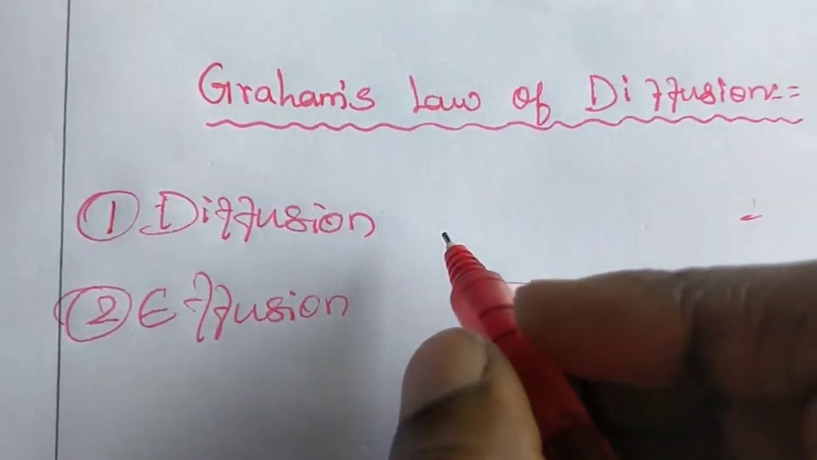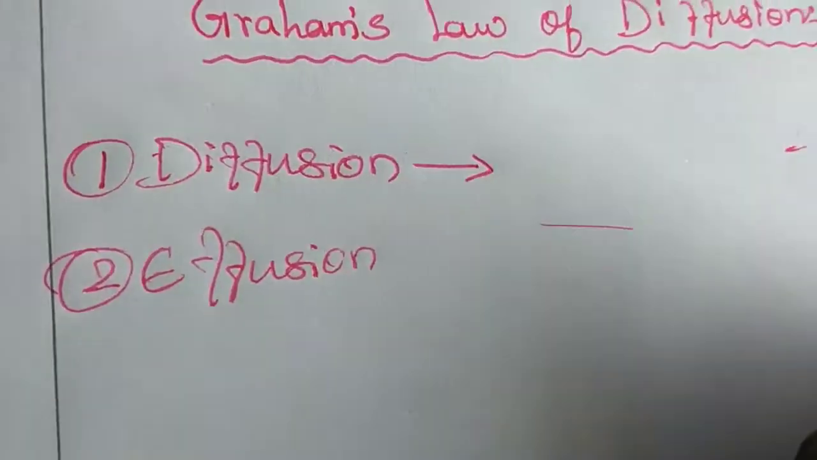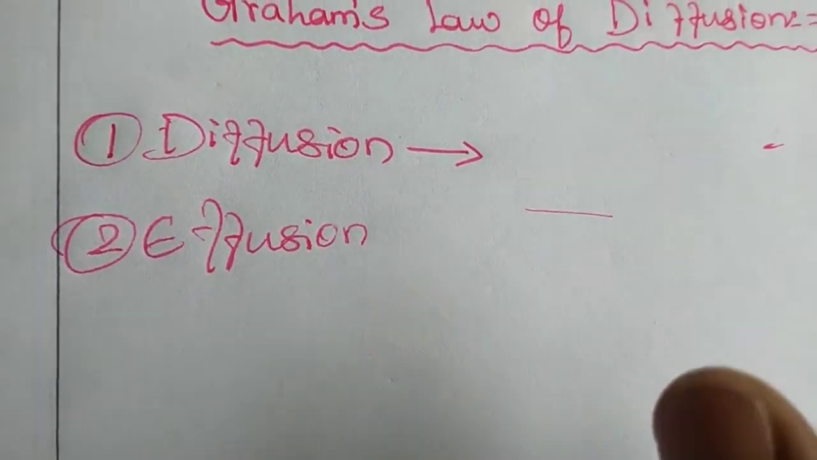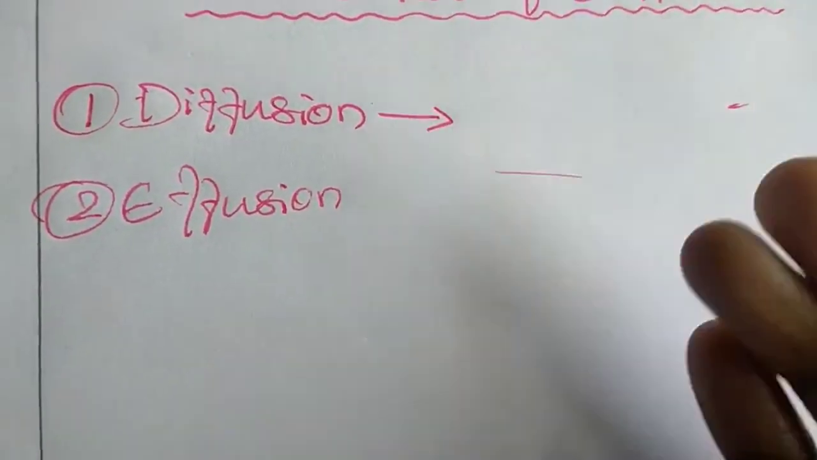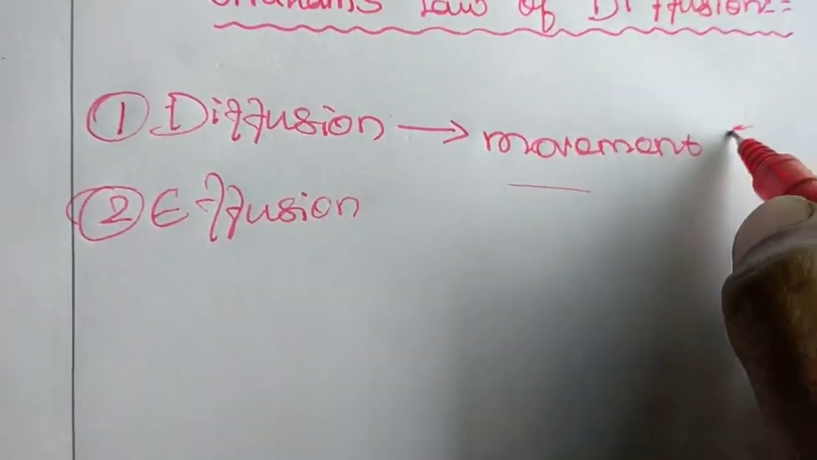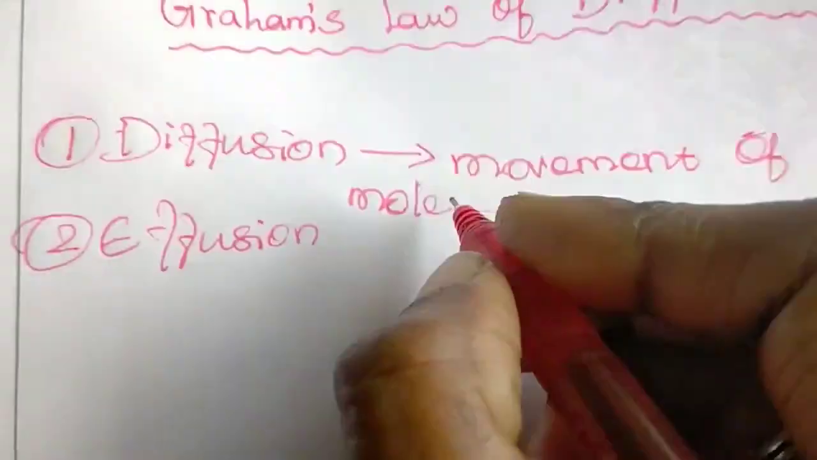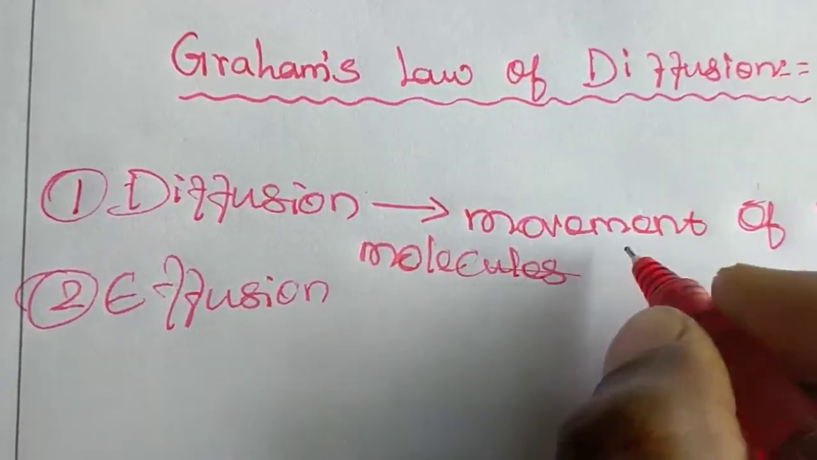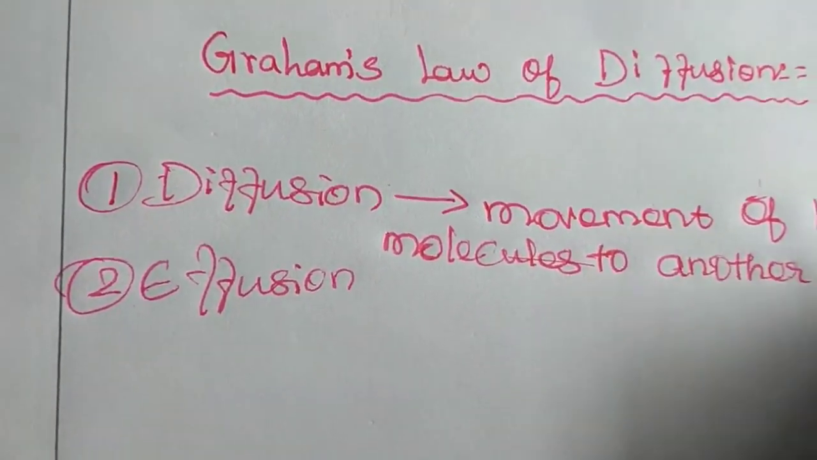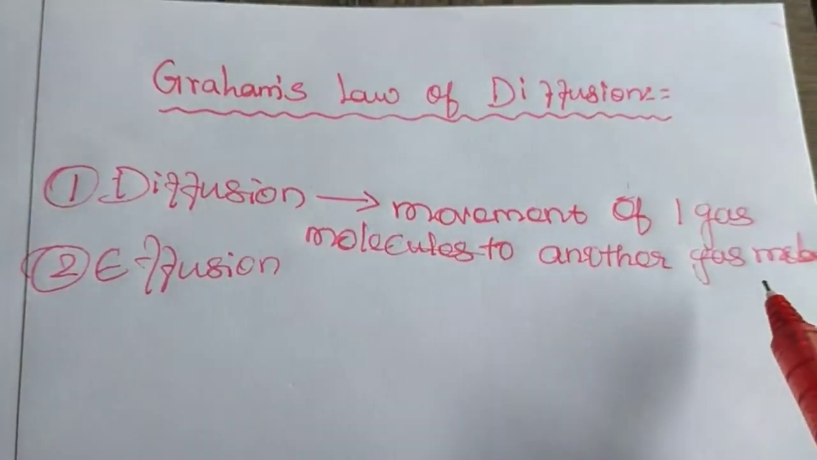Both are different concepts. So what is diffusion? Diffusion is the movement of gas molecules, the movement of one gas's molecules through another gas's molecules, from one place to another. Okay, so this is known as diffusion.